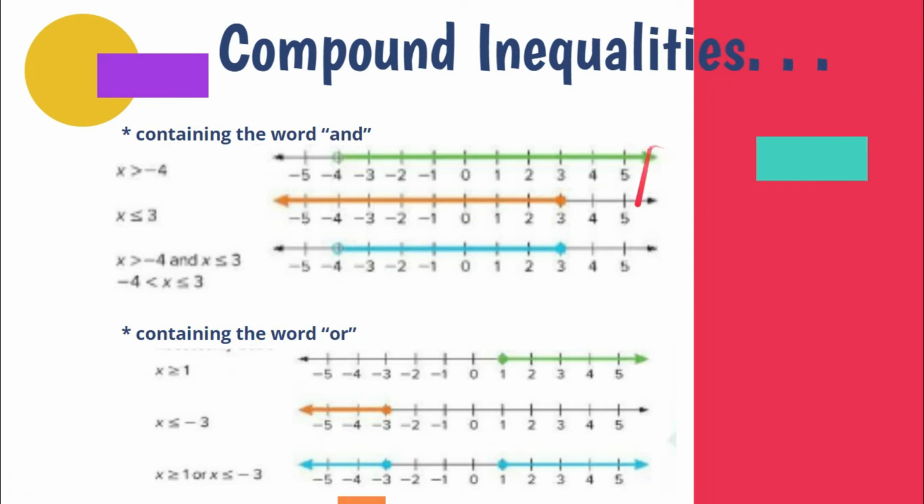The second expression, x less than or equal to -3. -3 is included in the solution set, so we represent it with a closed dot. And x represents all the real numbers that are less than -3. And finally, here we have a union of the two number lines that were represented previously.